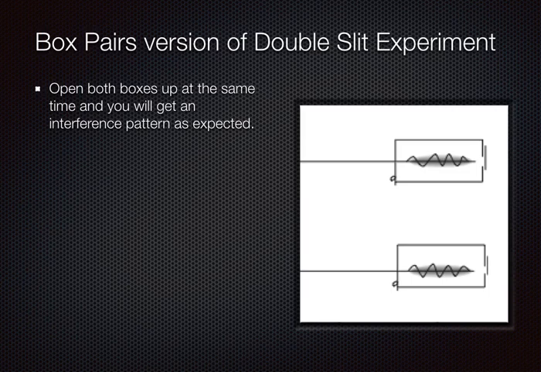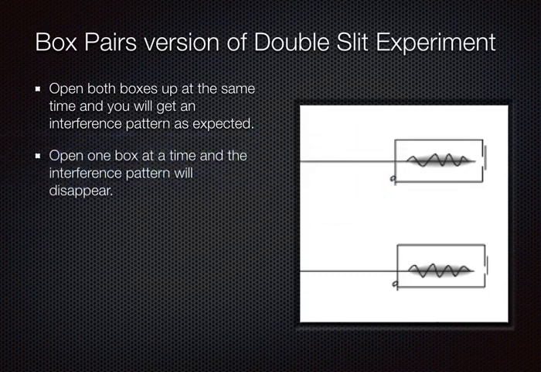It's the fact of observing, the fact of knowing which slit it goes through, that collapses the wave. So open one box at a time and the interference pattern will disappear. If we open just one box and then another box, then there is no interference pattern.